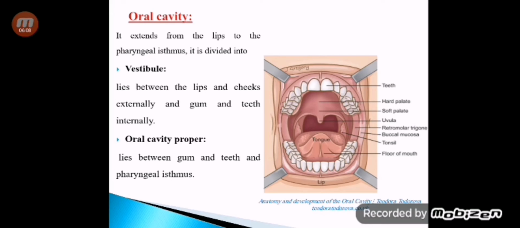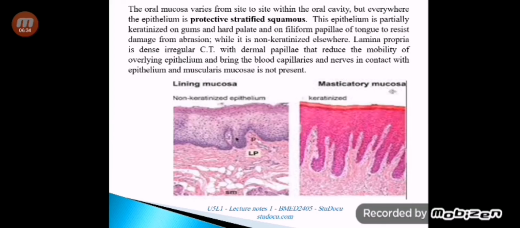The first structure of the digestive tract is the oral cavity, which extends from the lips to the pharyngeal isthmus. It can be divided into the vestibule, which is the outer part that lies between the lips and cheeks externally and the gums and teeth internally, and the oral cavity proper, which lies between the gums and teeth and the oropharyngeal isthmus.